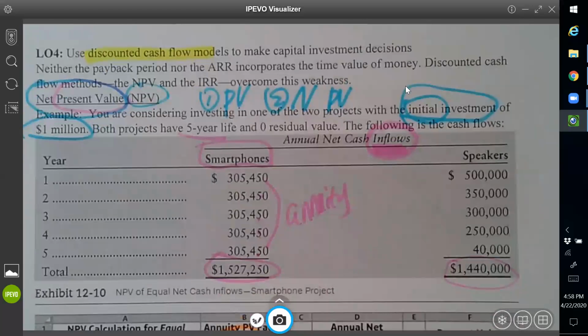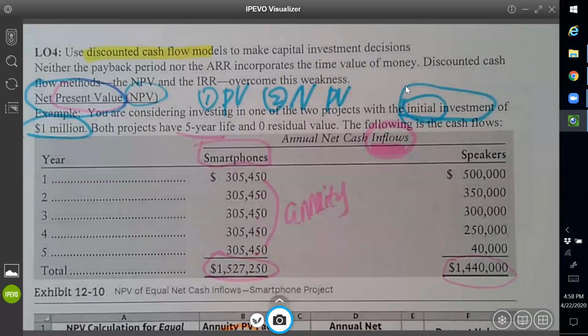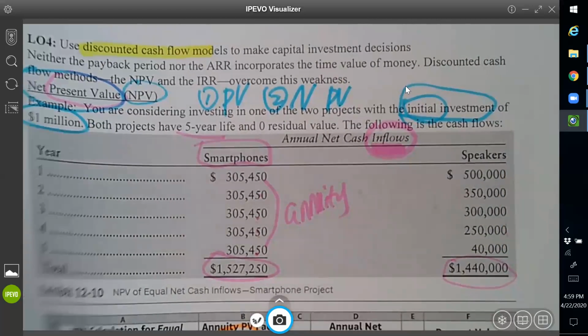For the smartphone, we said every year you have the same amount of cash flow, so we can use annuity directly. But for the speaker, we have more cash inflow at the beginning of the project and less cash inflow at the end of the project. So it's not the same amount. We cannot use annuity. We have to use table A every time. So we have to discount 1, 2, 3, 4, 5 times. You said, hey, how do I do that, right?